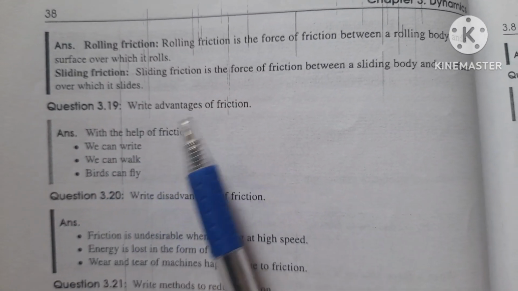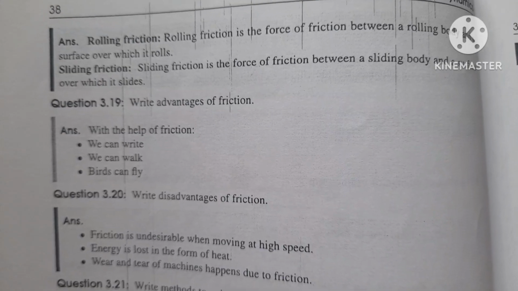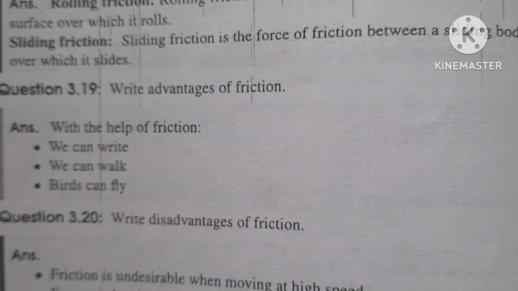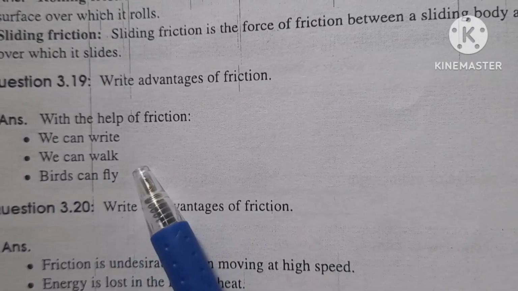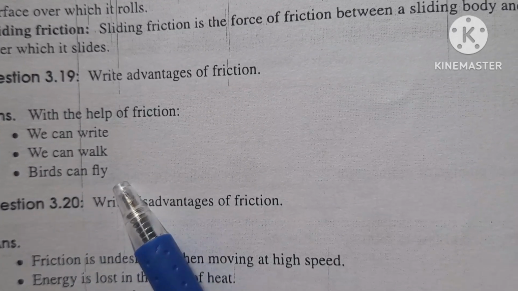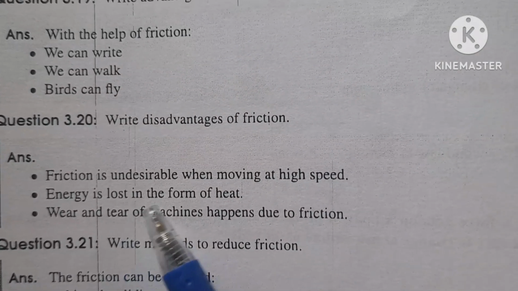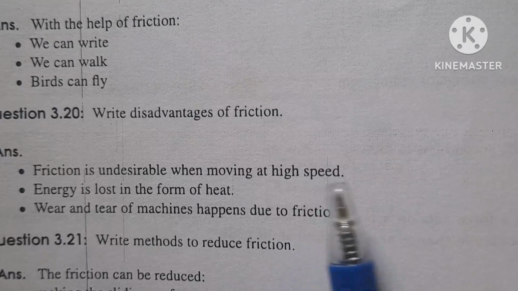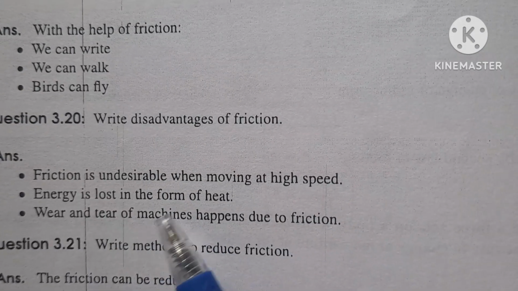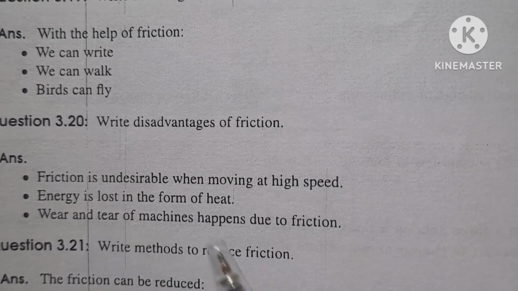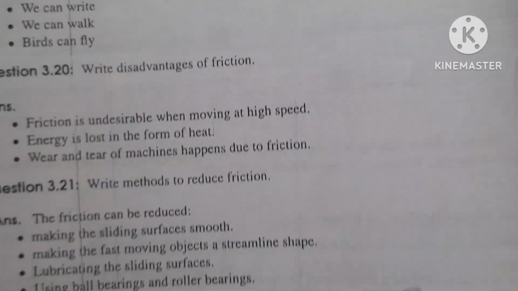Write an advantage and disadvantage of friction. Friction helps us to ride and to walk. Birds can fly with friction. Friction is undesirable when moving at high speed. Energy is lost in the form of heat. Wear and tear of machines happens due to friction.